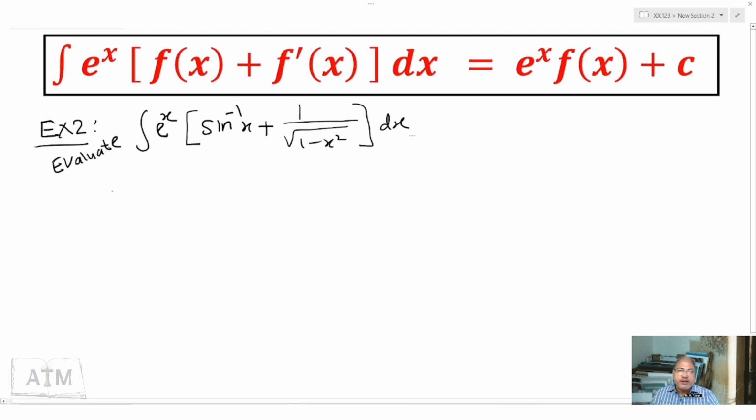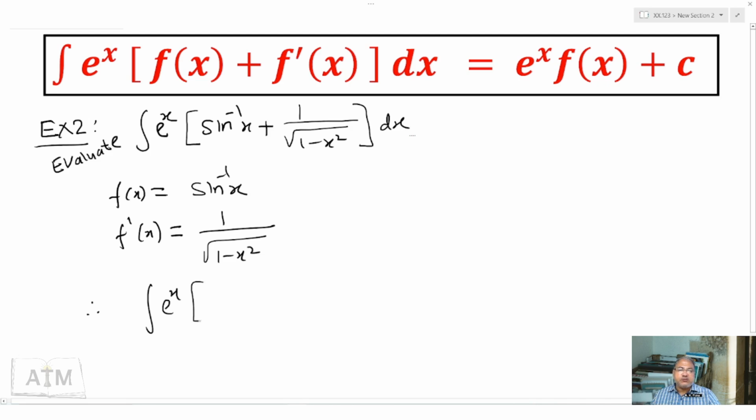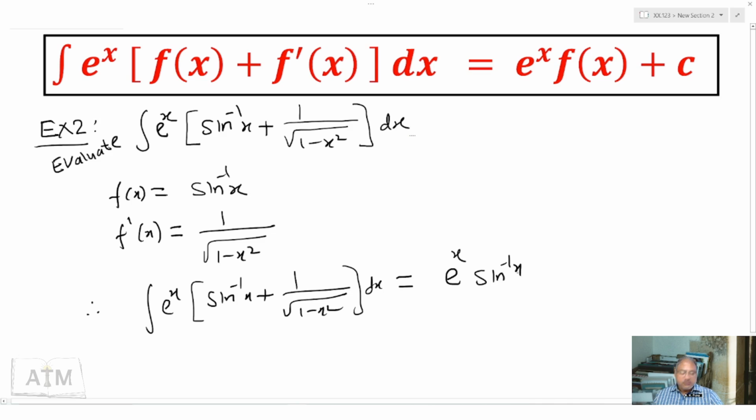Now let us proceed. Here let f of x equal sin inverse x, then the derivative of sin inverse x is nothing but 1 upon under root of 1 minus x square. Therefore, integration of e raised to x sin inverse x plus 1 upon under root of 1 minus x square with respect to x is nothing but e raised to x into f of x. f of x is nothing but sin inverse x, plus c. So this is the required solution. Let us do one more example.